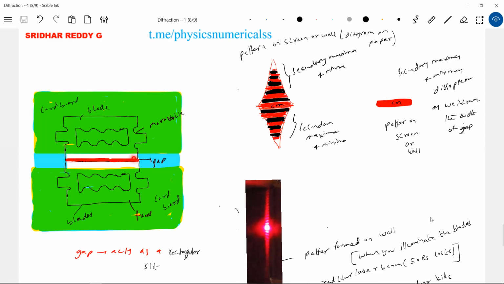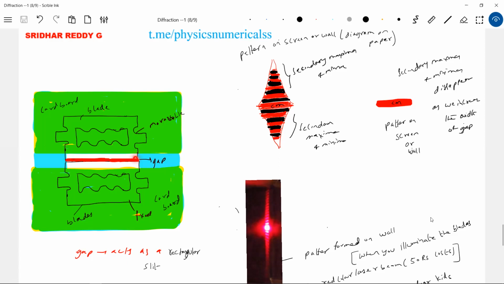Now I'll increase the gap between the blades. Then what I notice is that I get only one spot. The pattern which was there, these things will disappear. If I increase the gap between the blades to a certain width, these patterns will disappear. We get only the one bright band, the red colored band.